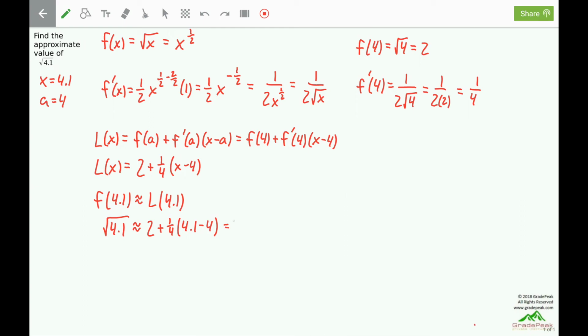This will equal 2 plus 1/4 times 4.1 minus 4, which is 0.1. So the square root of 4.1 will be approximately equal to 2 plus 1/4 of 0.1, which is 0.025. And therefore the square root of 4.1 is approximately equal to 2 plus 0.025, which is 2.025. And there's the approximate value of the square root of 4.1.